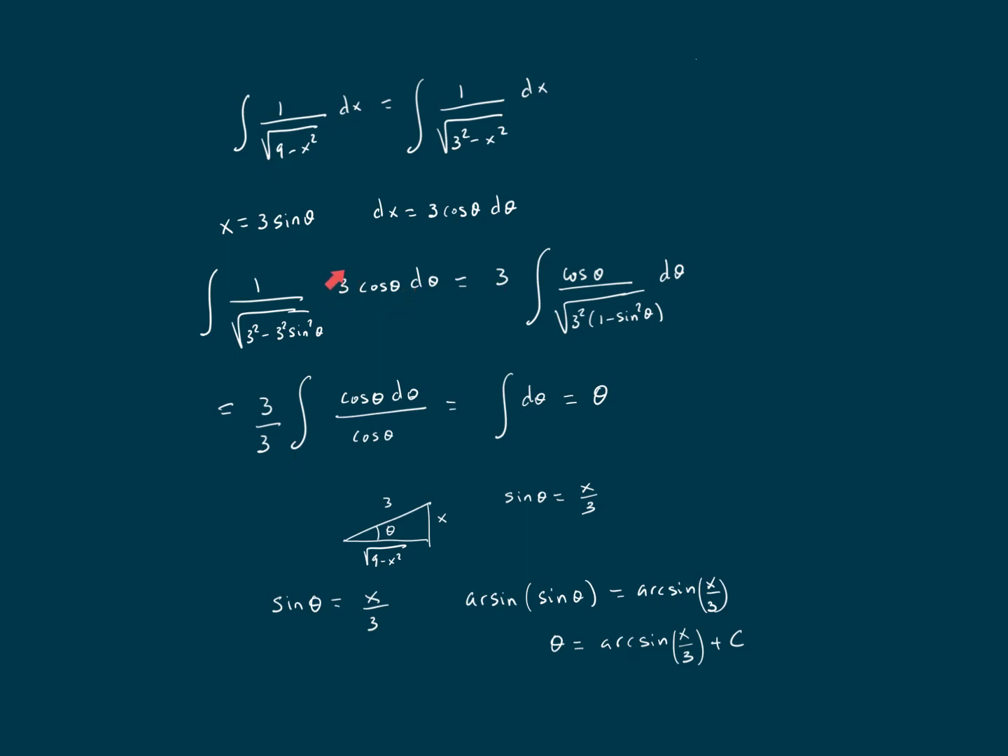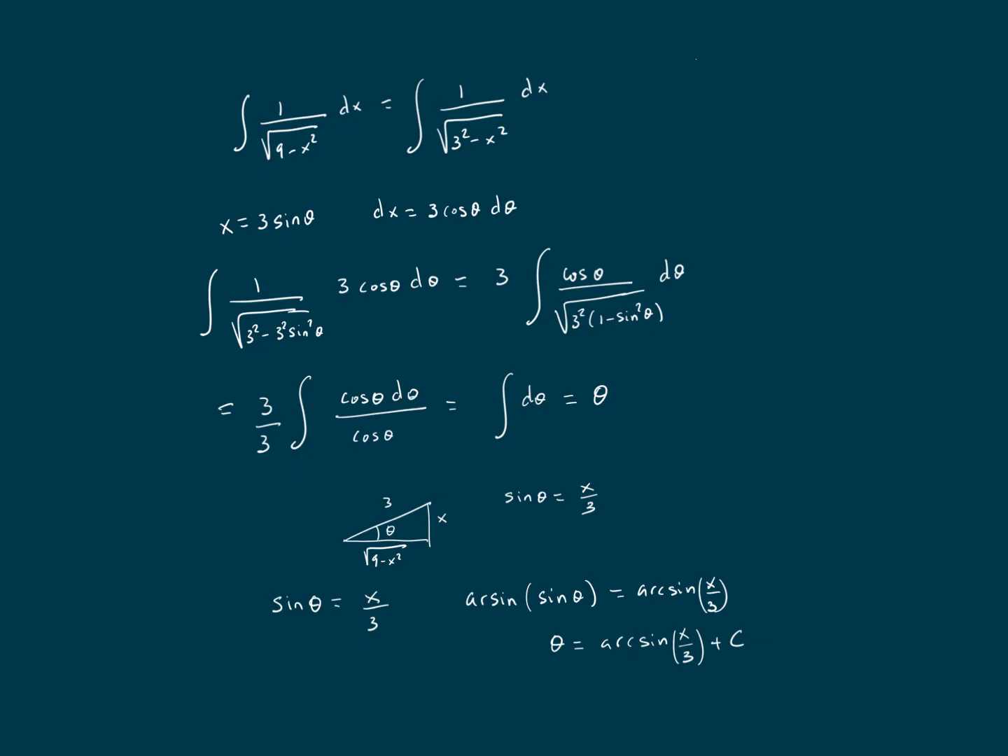So the 3 will go out of the integral. The 3 squared inside the square root will be the common factor 3 squared times 1 minus sine squared of theta. 3 squared minus 3 squared sine squared of theta reproduces this, multiplied by cosine of theta d theta. Perfect. What is 1 minus sine squared of theta? Cosine squared of theta. What is the square root of cosine squared of theta? Cosine of theta. What is the square root of 3 squared? It is 3. So it will be 3 divided by 3, which is 1, and cosine of theta divided by cosine of theta, which is 1.